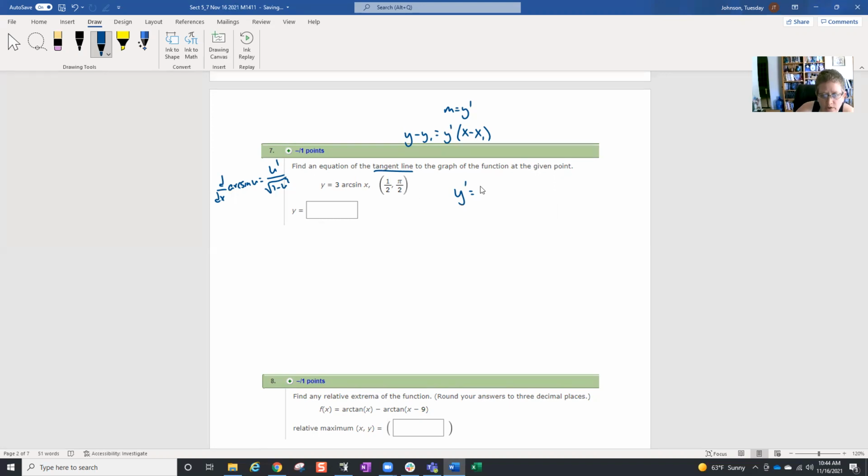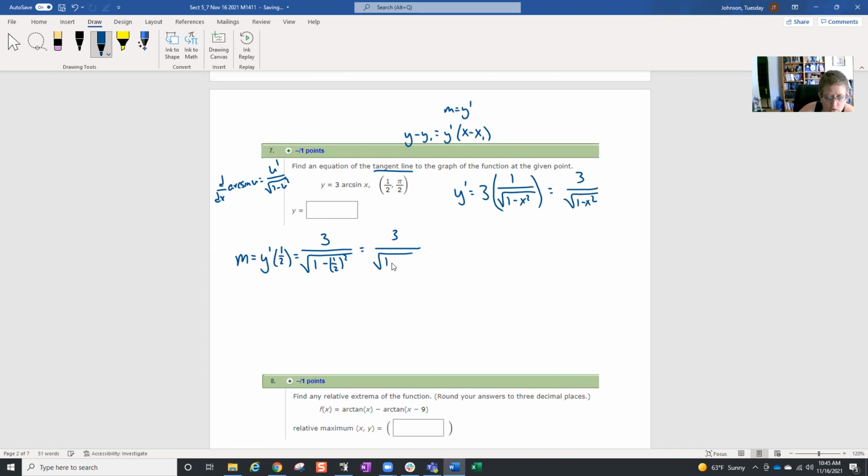So my derivative, we're going to leave the 3 alone. The derivative of arc sine is, so I take the derivative of the inside. It's just an x though, so that's no problem. The derivative of x is 1 over the square root of 1 minus x squared. That's not so bad. We can do that. So this is our m value if we substitute 1/2. So our slope is the derivative evaluated at 1/2, which is 3 divided by the square root of 1 minus 1/2 squared.